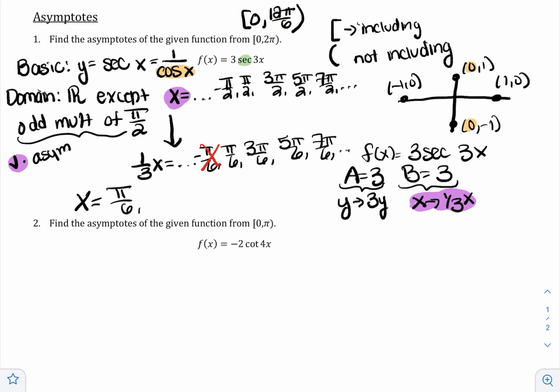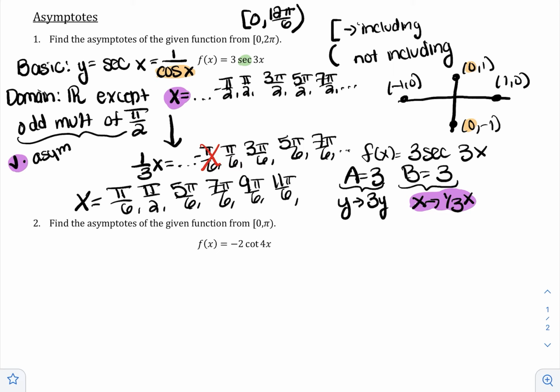Then 3 pi over 6, which actually reduces to pi over 2, then 5 pi over 6, then 7 pi over 6, then 9 pi over 6, then 11 pi over 6, and the next one would be 13 pi over 6, but 13 pi over 6 is greater than 12 pi over 6. So I don't want to continue.